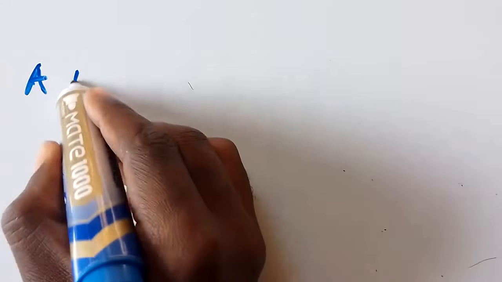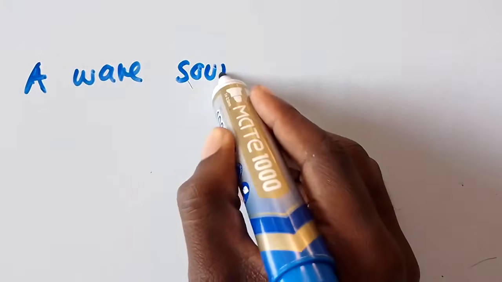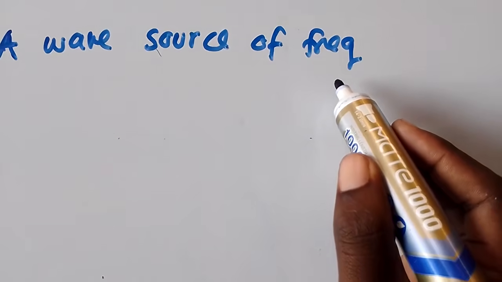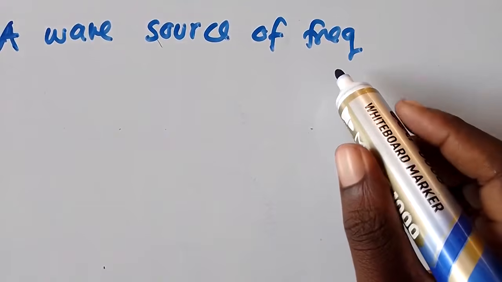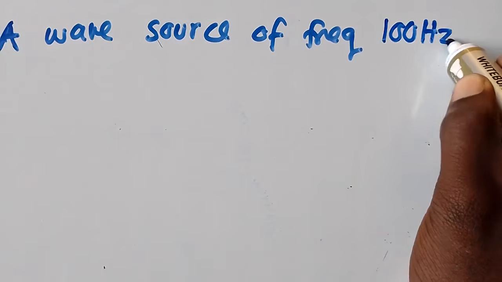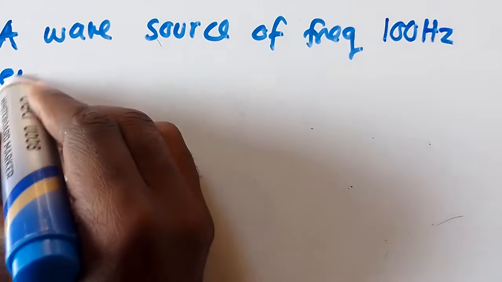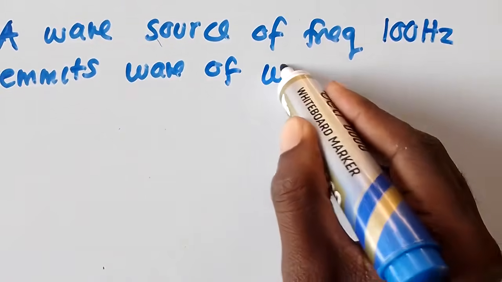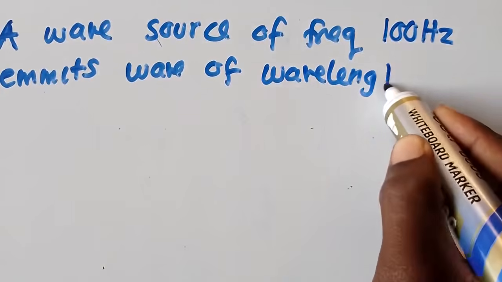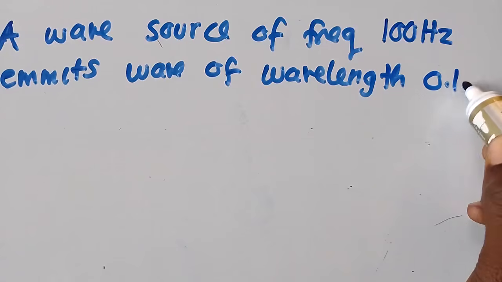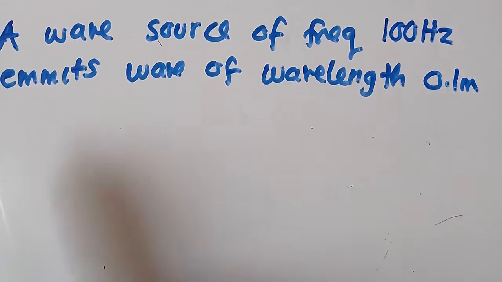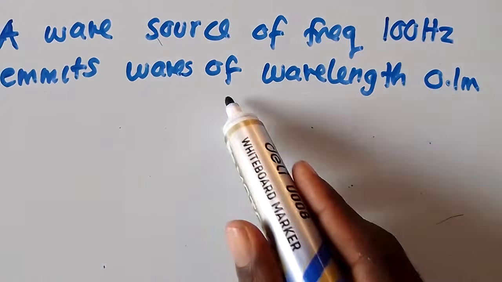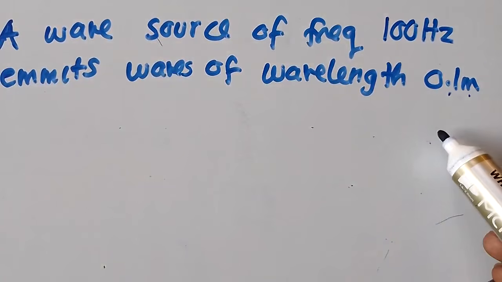So a wave source of frequency 100 Hz emits waves of wavelength 0.1 meters, like that.